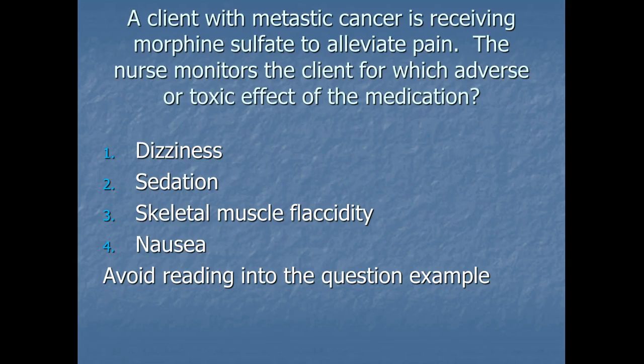Here's an example of a question where you may not know the correct answer, but there are three answers that you can say are alike. It's talking about a patient with metastatic cancer. He or she is receiving morphine sulfate. The nurse monitors the client for which adverse or toxic effects. Key words here: adverse or toxic. We're not talking about side effects here. We're talking about adverse or toxic.